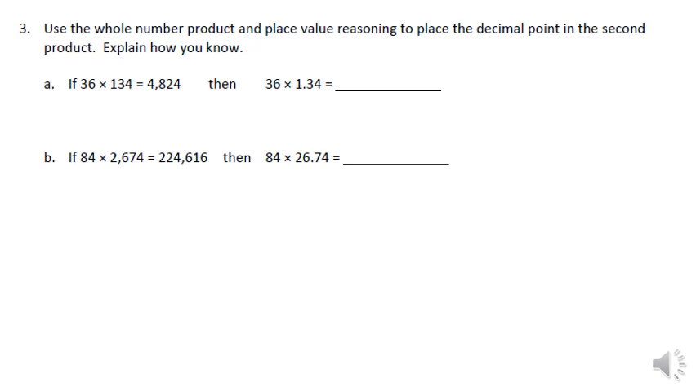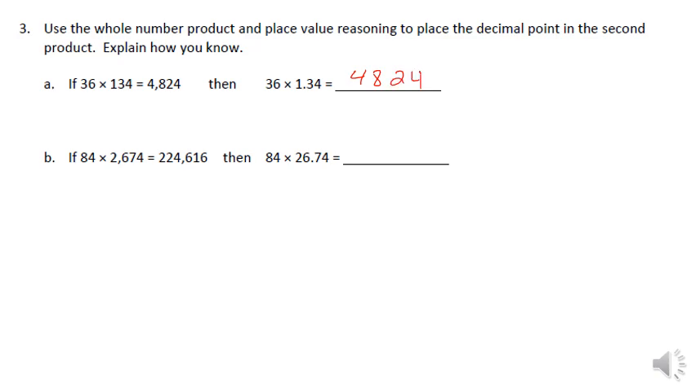Question 3. Use a whole number product and place value reasoning to place the decimal point in the second product. Explain how you know. And this goes right back to what we're using in the previous question. It says if 36 times 134 equals 4,824, then 36 times 1.34 equals, well, it's going to have the same digits, 4824, because we're multiplying the same digits against each other.